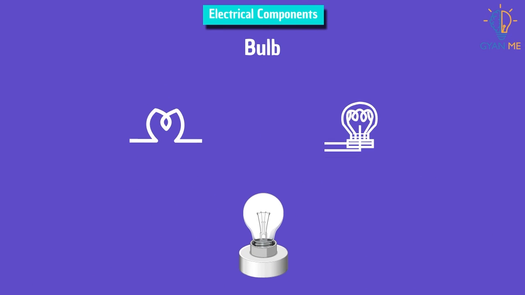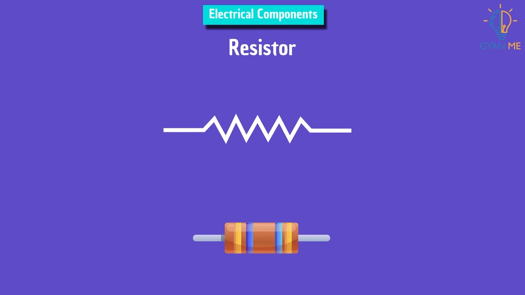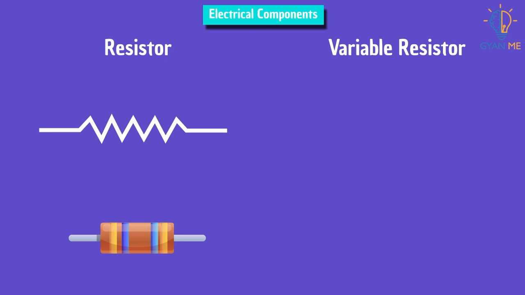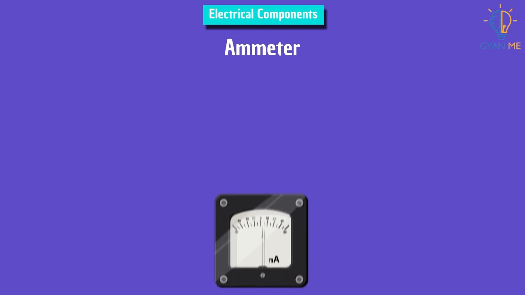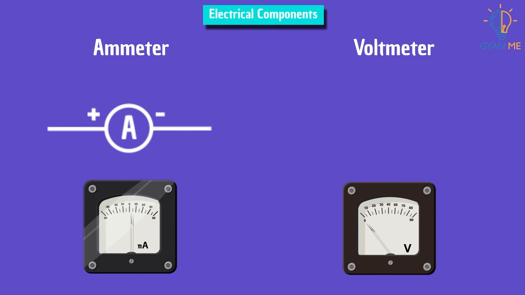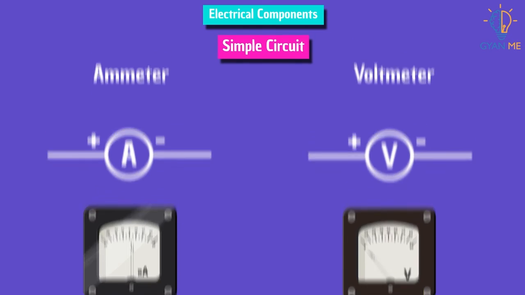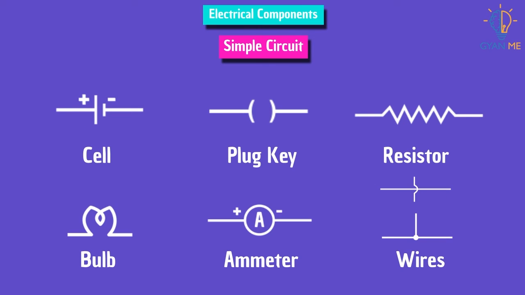A bulb is represented as a loop of thin wire in a circle. A resistor is a long thin wire represented as a zigzag line. A variable resistor is indicated by an arrow crossing the resistor symbol or arrow on the top pointing to the resistor. An ammeter is used to measure current in amperes, indicated by a circle with A at its center. A voltmeter is a device for measuring potential difference in volts. It is indicated by a circle and capital V at its center. A simple circuit comprises a cell, plug key, a few electrical components and connecting wires.